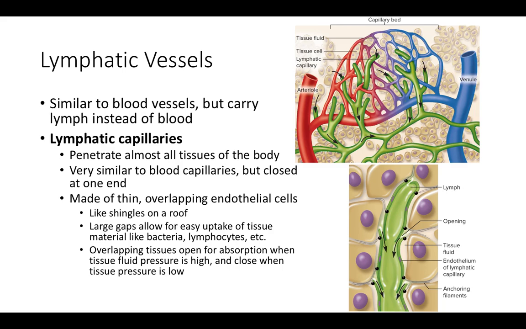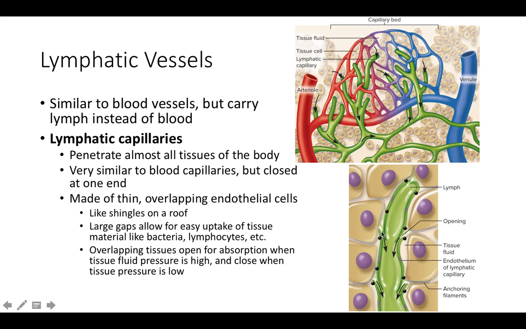Okay, so the first of the lymphatic vessels that we're going to talk about today are lymphatic capillaries. And lymphatic capillaries, you can see right here in green again, they're very similar to blood capillaries, but the difference is that they're closed at one end. The blood capillaries are continuous in that way, but the lymphatic capillaries have blunt or closed ends. And they're made of really thin overlapping endothelial cells, so you can see them down here. They're sort of like shingles on a roof.